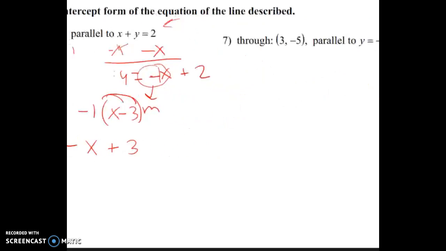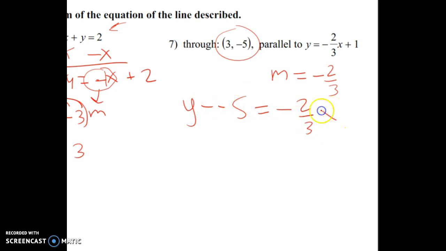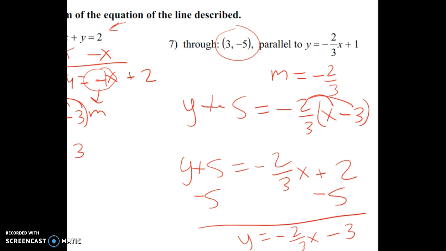The next one, through 3, negative 5, but parallel to negative 2/3 x plus 1. The slope is negative 2/3. Here's your x1, y1. Y minus negative 5 equals negative 2/3 times x minus 3. And so now you can see here, all we did was distribute, simplify, and solve for y. And there's the equation of that line.